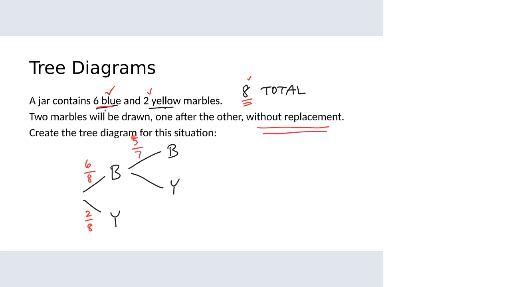Now I have another question for you. There were 8 in the beginning. I picked out a blue one and I left it out. What's the probability I get a yellow one on that second draw?